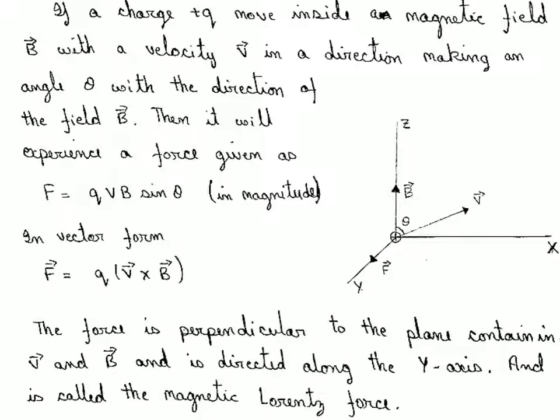And in this case, the force is perpendicular to the plane containing this V and B, that is the XZ plane, and is directed perpendicular to this plane, which means that it is directed along the Y axis. And remember, this force is called the magnetic Lorentz force. So that's what happens when a charge is moving inside a magnetic field. It experiences a force which is given as QV cross B, and the direction of that force can be found out by using the right hand vector product rule.